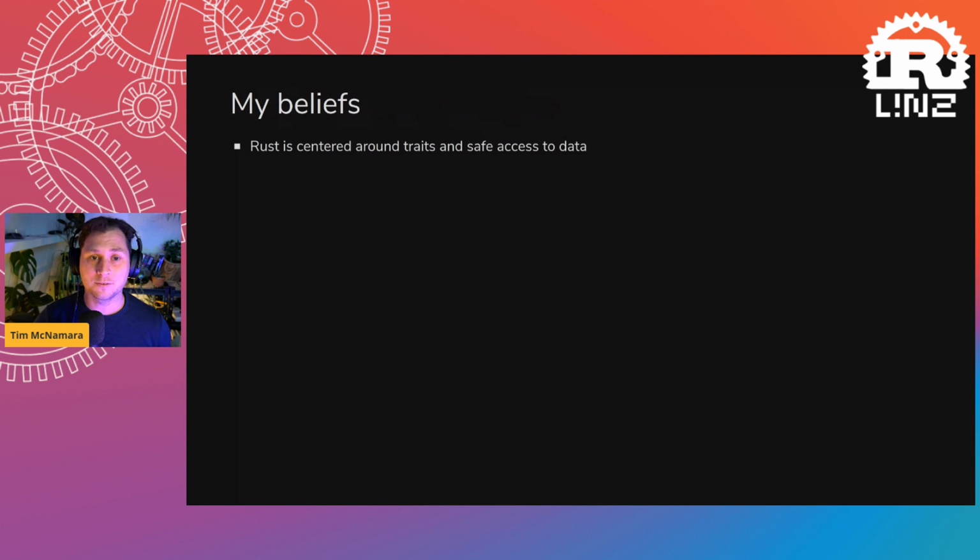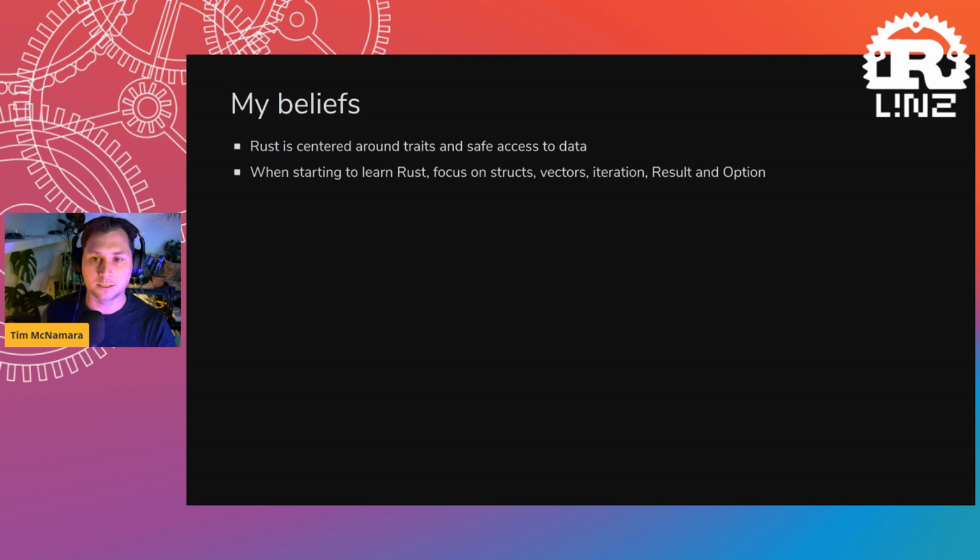Okay, so my belief is that Rust is centered around two main things. One is this notion of a trait, and the other one is safe access to data. If you can understand those two concepts, I think you'll understand the majority of Rust. And so I would focus on structs, vectors, or vectors of structs, iteration, so how to process that data within a vector, Result, and Option. Those types are how we express error or missing values inside of Rust programming. If you can focus on that core of the language, my argument is that it will provide you the foundation to learn the rest. Everything else can wait.